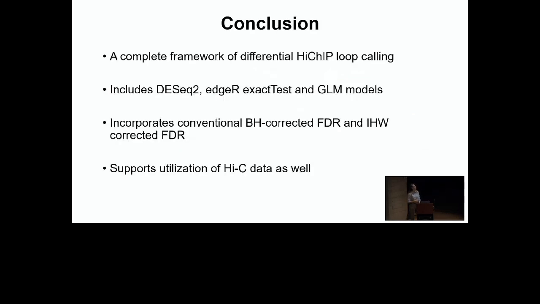In conclusion, here I presented a framework of differential HiChIP loop calling. It includes DESeq2, edgeR using the exact test and the GLM models, and it incorporates the conventional BH-corrected FDRs and the IHW-corrected FDRs. Also, it's important to highlight that our method also supports the utilization of HiC data as well.